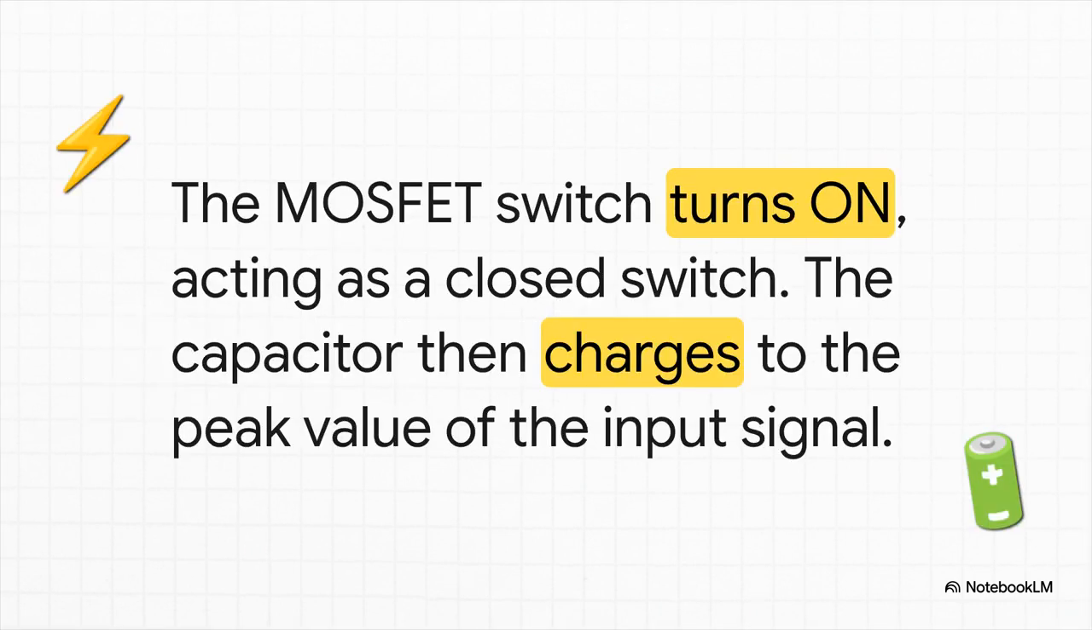Okay, so during the sampling time, the switch is turned on. You can think of this just like opening a camera shutter. The gate is open. This lets the signal's voltage rush in and fill up the capacitor, which is kind of like the camera sensor. It charges up almost instantly to capture that one precise moment.